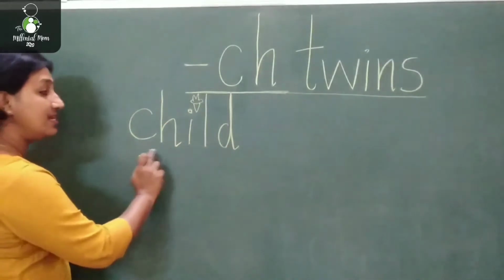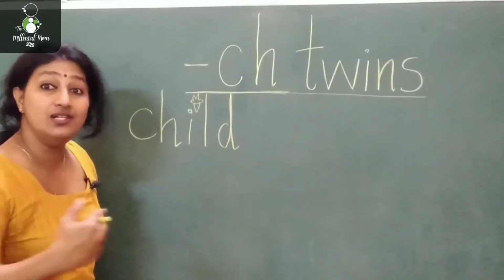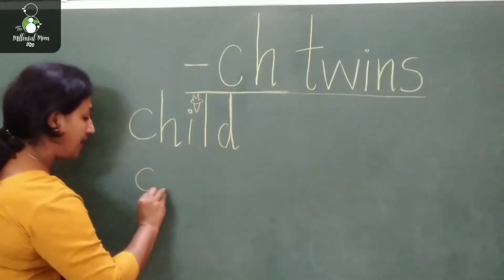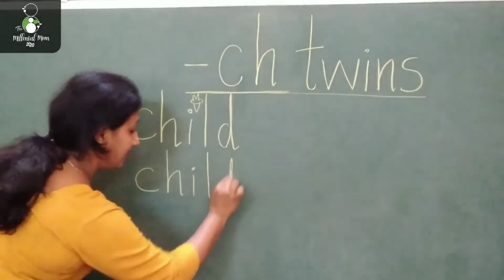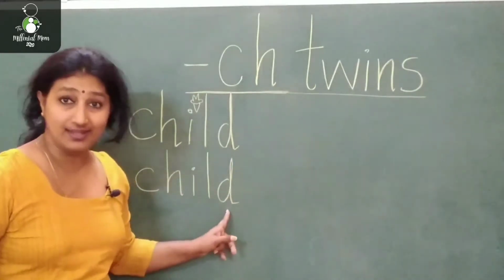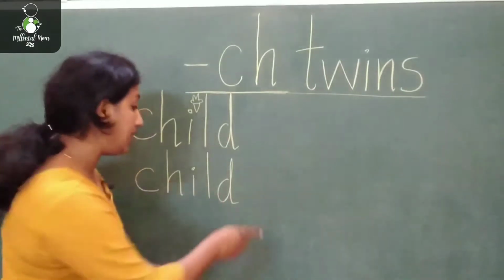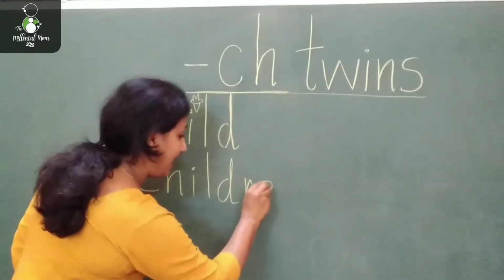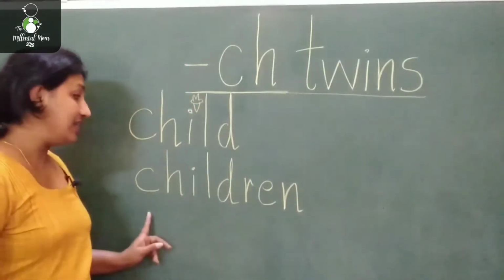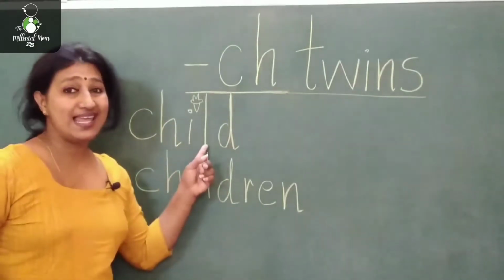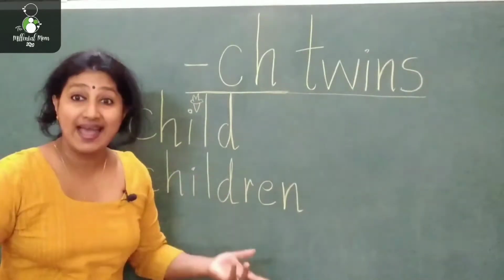Now look at this. This is child. Now I am going to show you how to write the word children. So I will write the word child once more. ഞാൻ ഒന്നും കൂടെ child എന്ന് എഴുതിയിട്ട് childന്റെ കൂട്ടത്തിൽ I will add ren. So now I have the spelling of children. So child means one. Children means more than one.